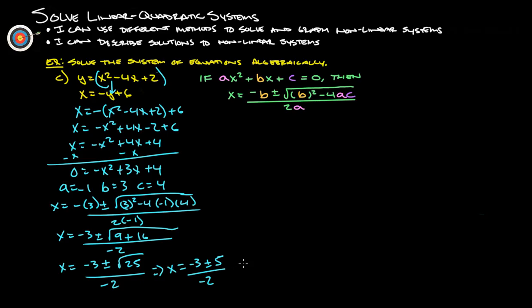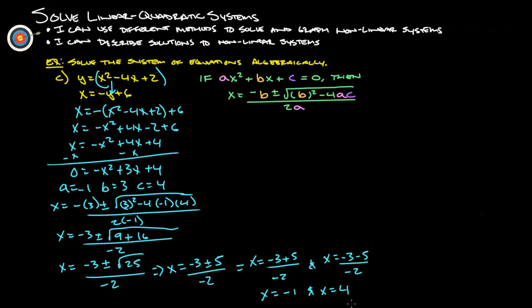So we're going to want to do each one of those. We're going to get x equals negative 3 plus 5 over negative 2, and we're also going to get x equals negative 3 minus 5 over negative 2. So negative 3 plus 5 is 2. 2 divided by negative 2 is negative 1. Negative 3 and negative 5 is negative 8. Negative 8 divided by negative 2 is 4.